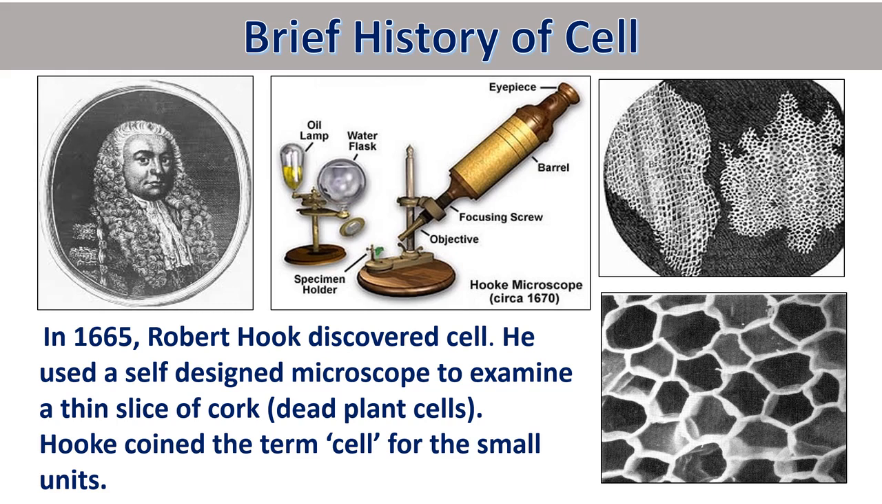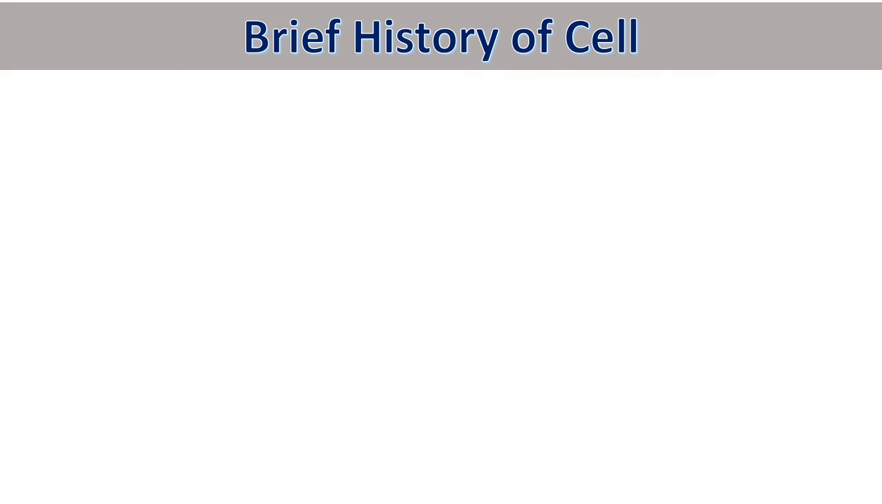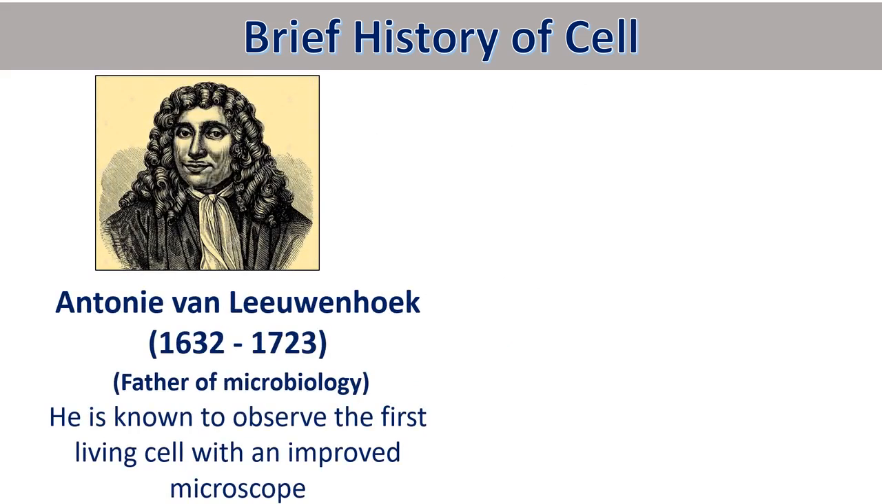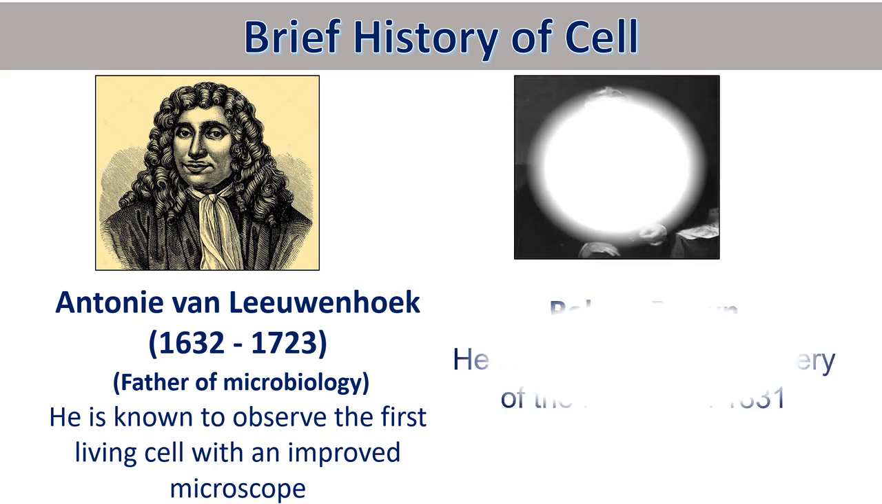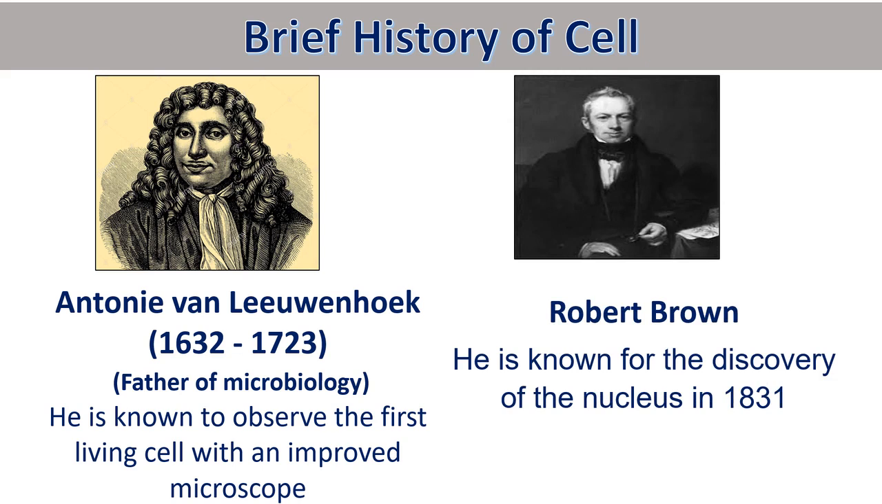Apart from Robert Hooke, there were many scientists who contributed in the discovery of cell in one way or the other. Let's check out. Some of them are Antony van Leeuwenhoek, who is also called the father of microbiology. In 1674, he observed the first living cell with an improved microscope. And it was Robert Brown in 1831 who discovered the nucleus of a cell.